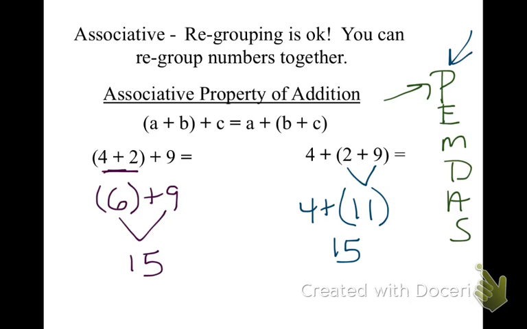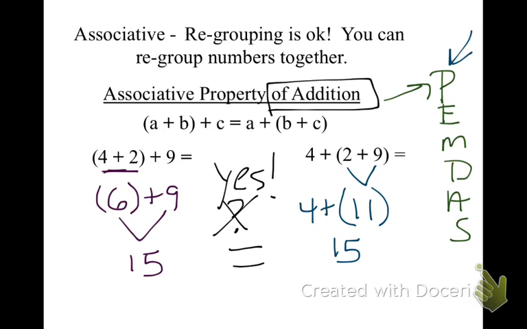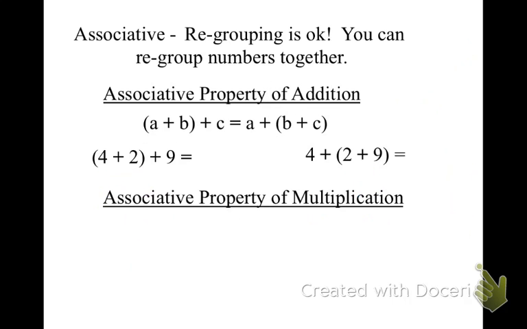Now, here's the big question. Does 15 equal 15? Yes, it does. And that's how the associative property of addition works. Basically, all we're doing is regrouping using our parentheses. Now, the next one we're going to do is the associative property of multiplication. I wonder if you're seeing a kind of pattern going on here. First I had addition, now I have multiplication.